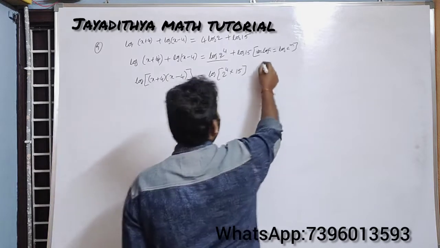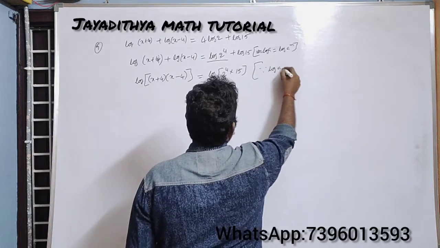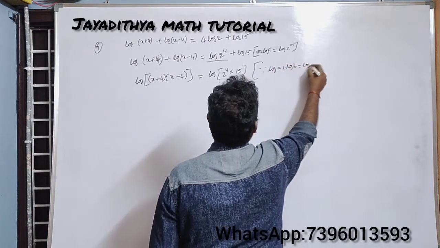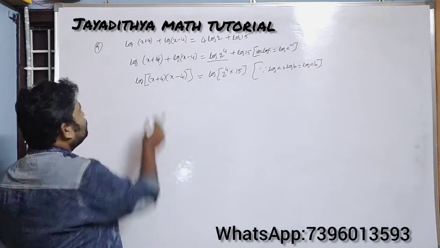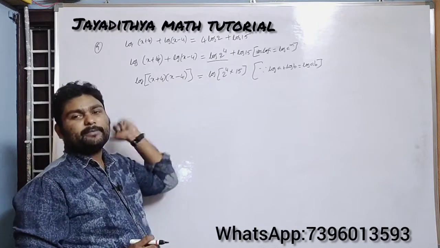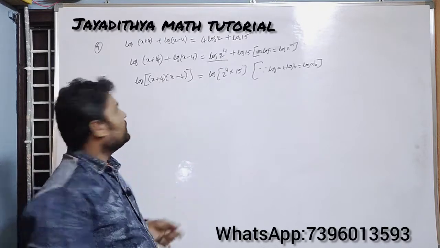Okay now, so you write the reason here. That is since log a plus log b is equals to log ab. Okay, log a plus log b will be equals to log ab. So this is in the form of a plus b into a minus b. A plus b into a minus b will be a square minus b square.